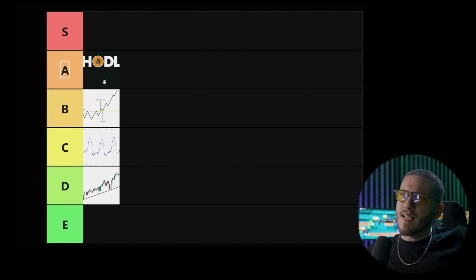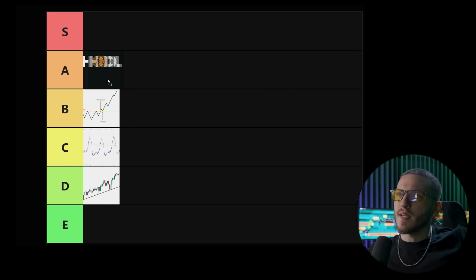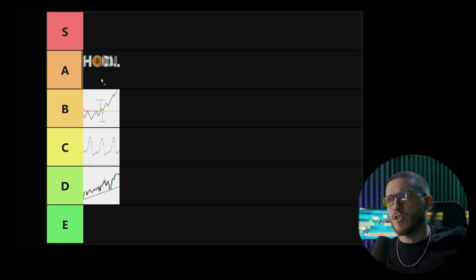But I will not give it an S tier because of the volatility, because of the Sharpe ratio, because of the drawdown, and because it can be shady. There's going to be a lot of scams, so it could also be B tier. But just looking at the strategy, buying and holding Bitcoin has proven to be the best strategy over the last 15 years of markets.